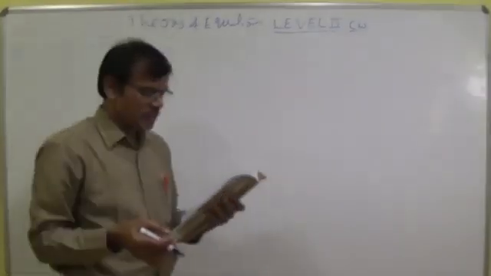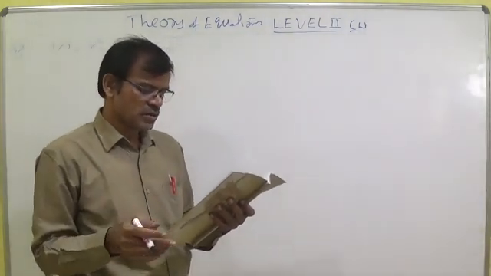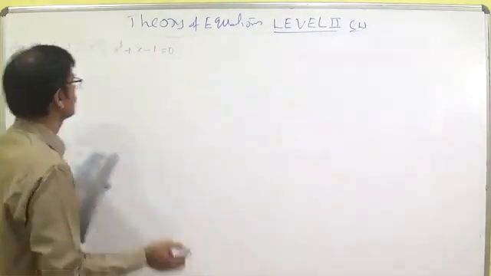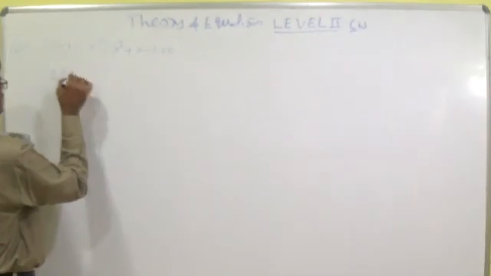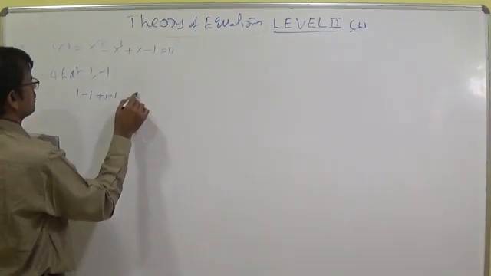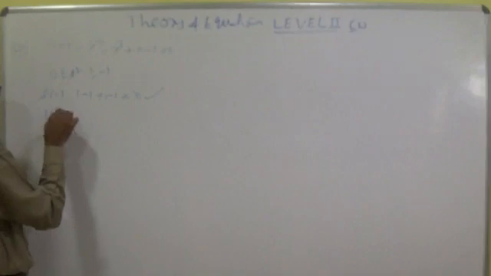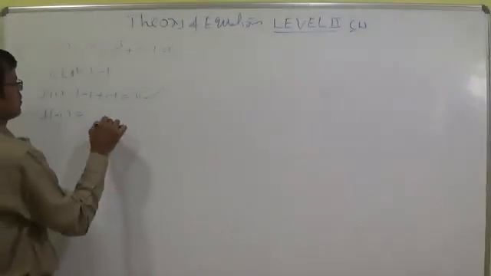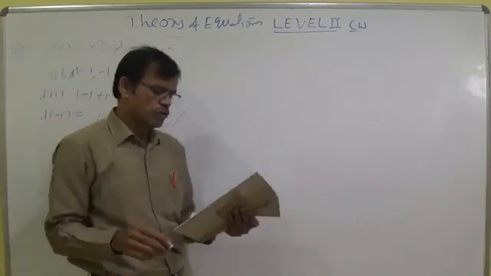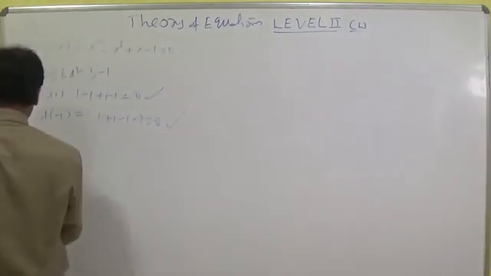Simply you can verify. Two roots are given: 1 is a root and minus 1 is a root. Substitute 1: 1 minus 1 plus 1 minus 1 equal to 0, this is f of 1. If you substitute f of minus 1, it becomes 1 plus 1 minus 1 minus 1, this is also equal to 0. No need to do the Horner synthetic method, everything. Simply leave it. By verification, it is possible.